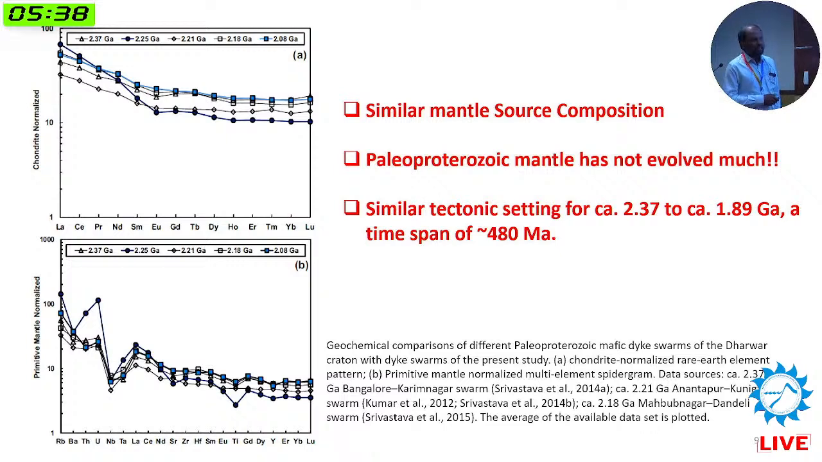If we consider these are of similar mantle source composition, this suggests the Paleoproterozoic mantle has not evolved much from 2.37 to 1.89 Ga. This suggests a similar tectonic setting, 2.37 Ga to 1.89. This is not new to the Dharwar craton. If we see in the Canadian Superior craton, a similar kind of tectonic event happened from 2.5 to 1.7, where a stable tectonic regime led to crustal rifting by emplacement of different generations of Paleoproterozoic mafic dikes.